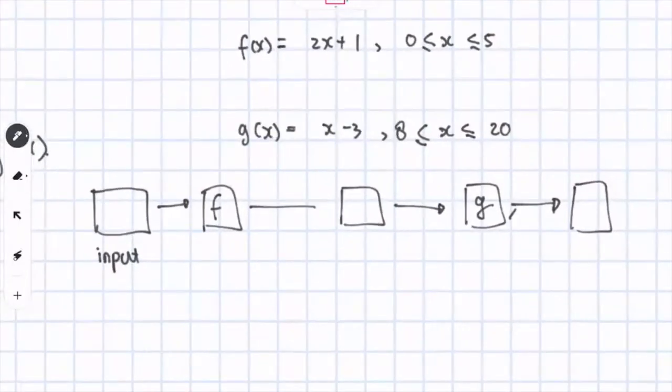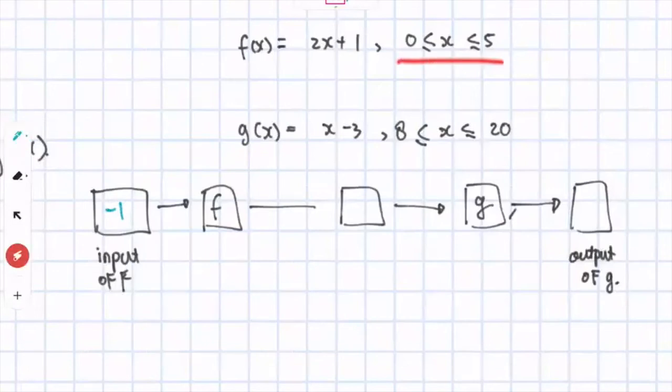This is the input of F. This is the output of G. Are you allowed to put -1 here? Yes or no? No, because the domain is from 0 to 5. You're not allowed to put -1.